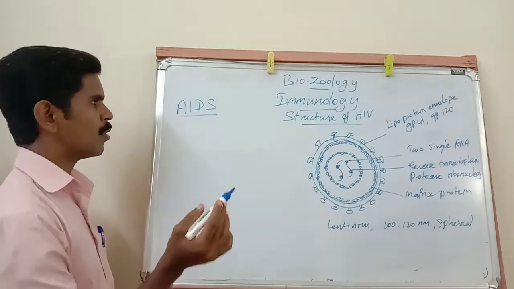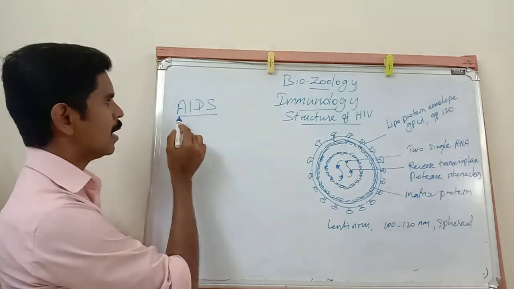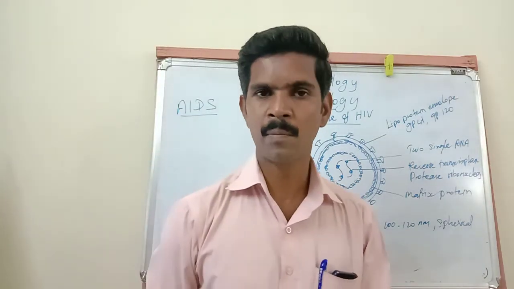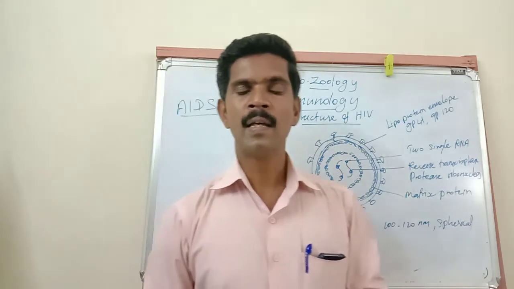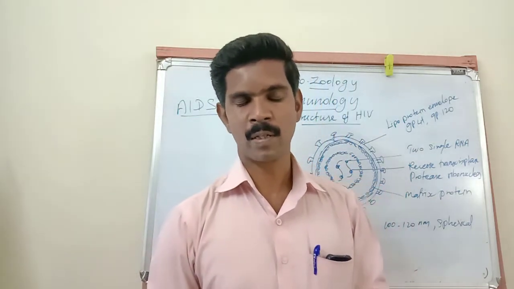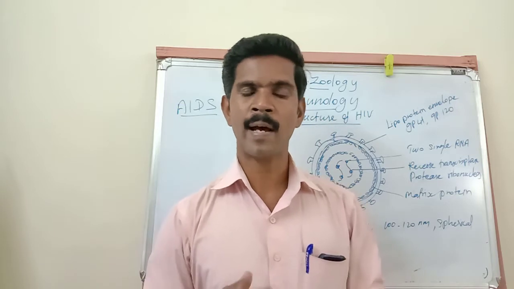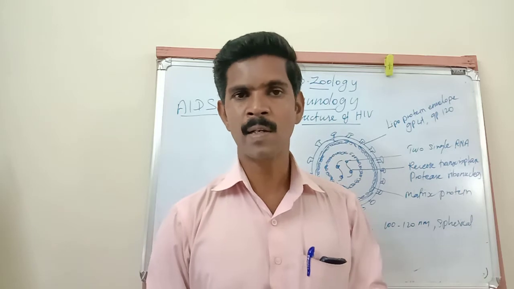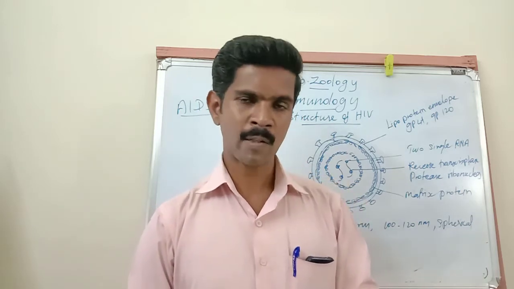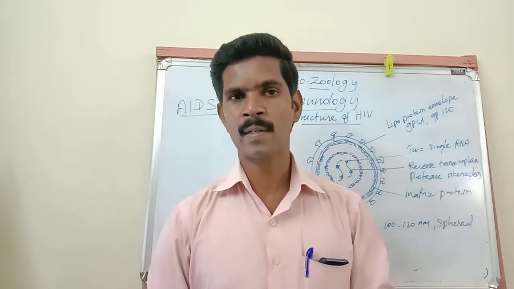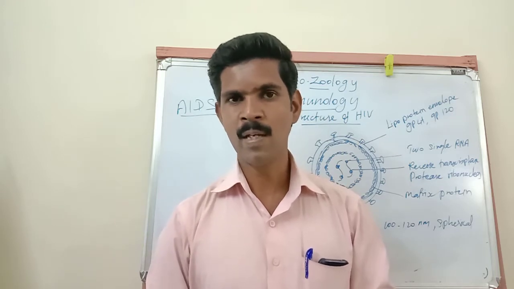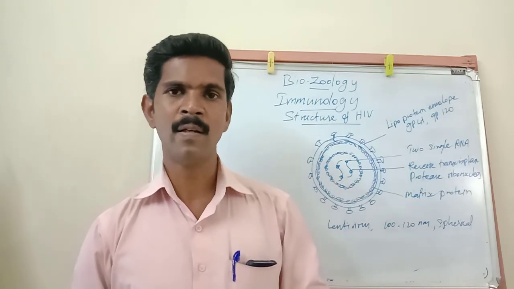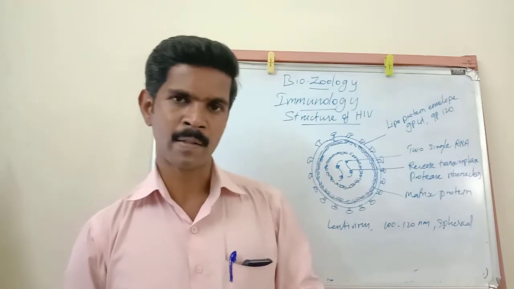The full form, you all already know, you have studied in your lower classes: acquired immunodeficiency syndrome. Here, acquired immunodeficiency syndrome means the deficiency of immunity power. We get some immunity power after our birth, and that immunity power is called acquired immunity. The immunity we get during our lifetime is called acquired immunity. When this immunity power is reduced, the deficiency leads to one disease, which is called AIDS, acquired immunodeficiency syndrome.